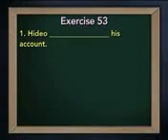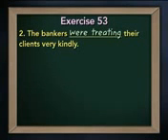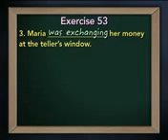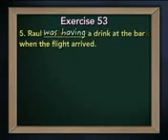Let's review that exercise. We're doing past continuous verbs, right? So you saw Hideo, blank, reconcile his account, and you made it past continuous by writing Hideo was reconciling his account. Okay. Next, the bankers were treating their clients very kindly. Maria was exchanging her money at the teller's window. The travelers were waiting to check their bags. Raul was having a drink at the bar when the flight arrived.